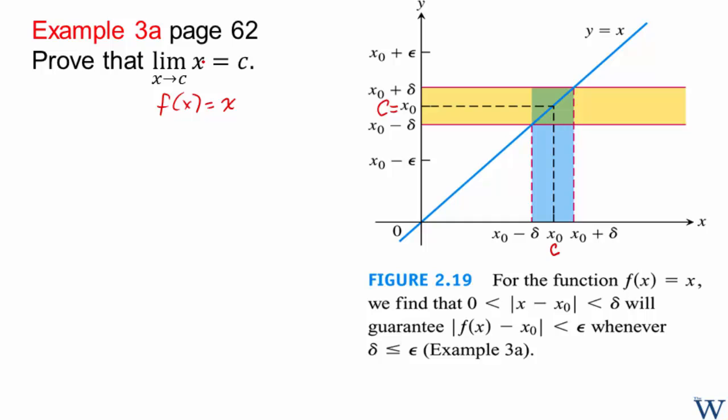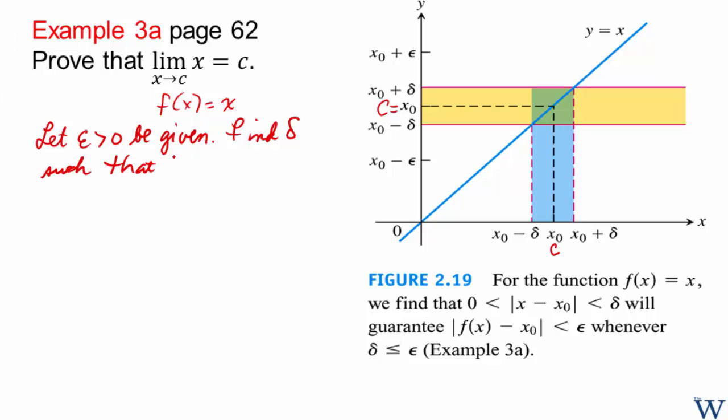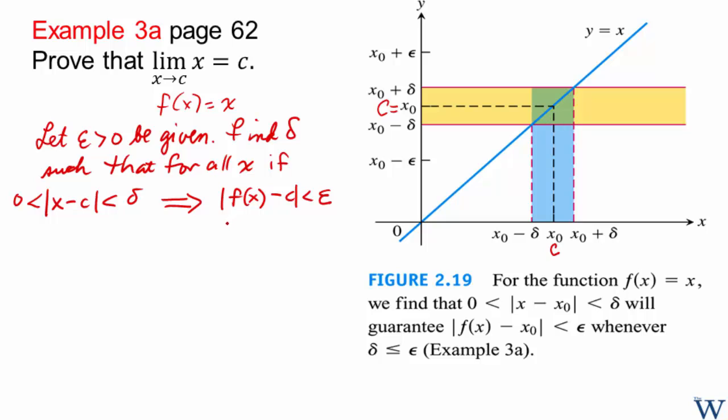To prove that the limit of f of x as x approaches c is c, we let epsilon be given, and we want to find a delta such that for all x, if the absolute value of x minus c is less than delta, this implies that the absolute value of f of x minus c is less than epsilon. But what is f of x? Well, f of x is equal to x, so it's just the absolute value of x minus c less than epsilon.